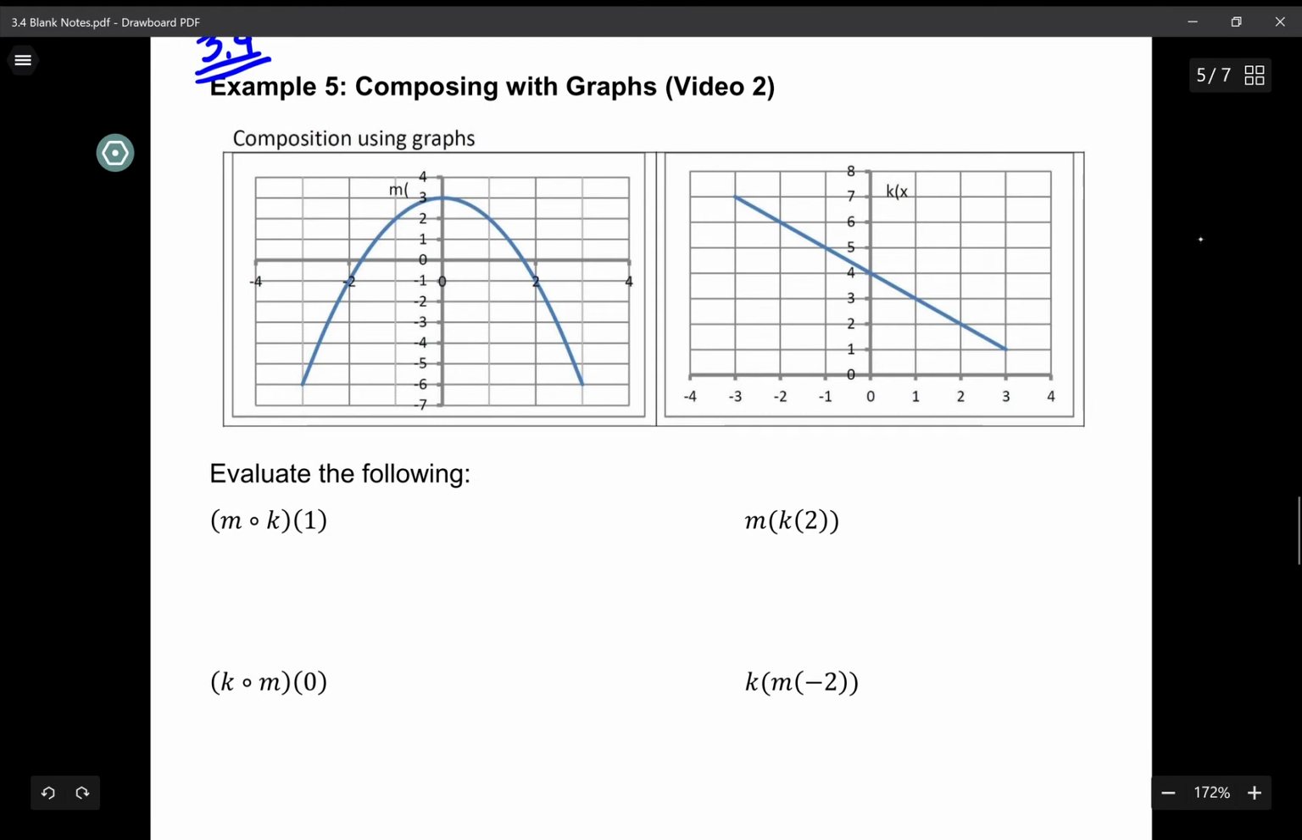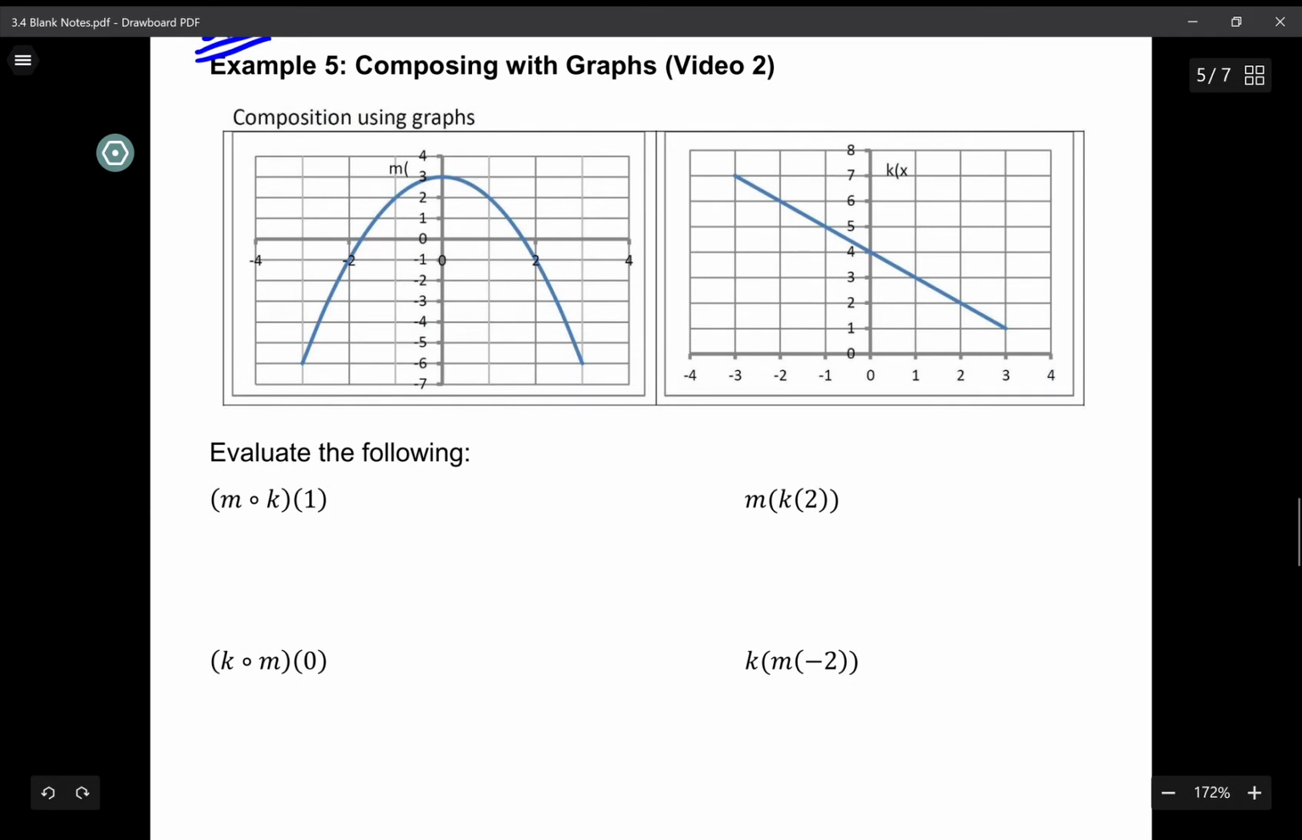We've done function composition with equations. We've done it with charts. Let's try it with graphs. All right, the very first one says m of k of 1. And as you know, I like to rewrite this as m of k of 1. And again, we work on the inside first. So we need to find k evaluated at 1.